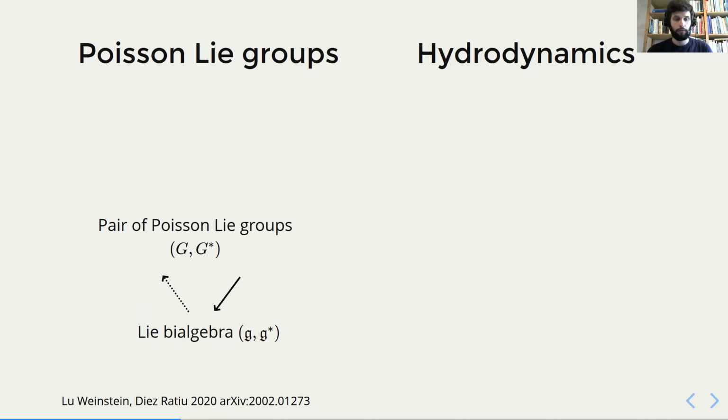And then there's a theorem which goes back to Lu and Weinstein, which says that once you have a pair of Poisson Lie groups, so that's two Poisson Lie groups, and the Lie algebras have a pairing between them, then you can take the derivative essentially at the identity of the Poisson structure, which has to vanish at the identity, and then the linearization gives you a Lie bracket on the dual. In this way, you can get from Poisson Lie groups to these Lie bi-algebras.